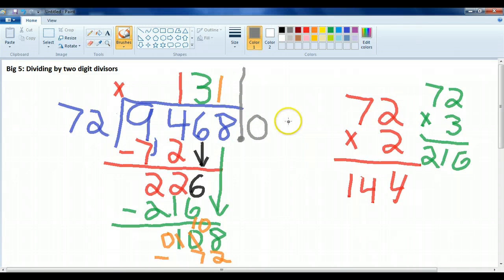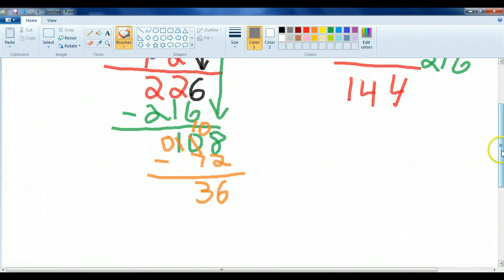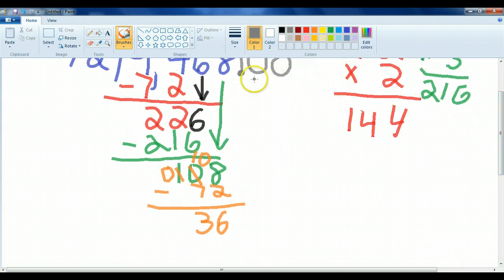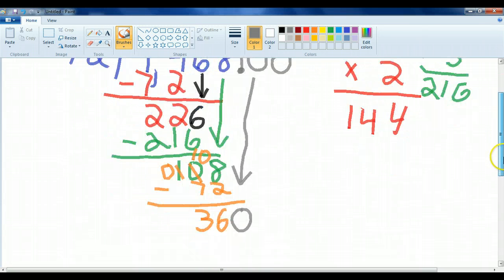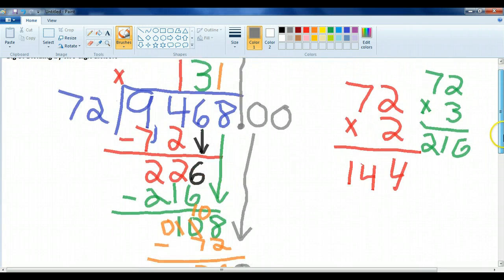Always 2 zeros. We might not need both zeros, but we're going to add them, okay? So remember what we just did. We just subtracted. Okay, and what do you do after you subtract? You bring down. Now there was nothing to bring down, but now there is, because of course we're doing decimal division. So now my question, going back up, is how many 72s are in 360?